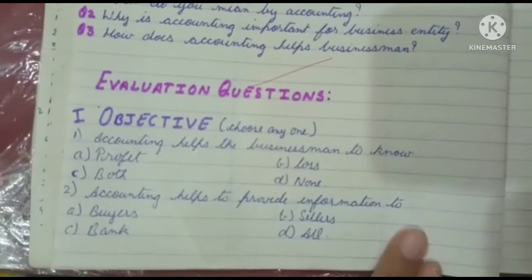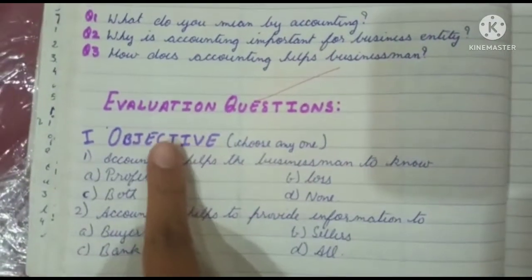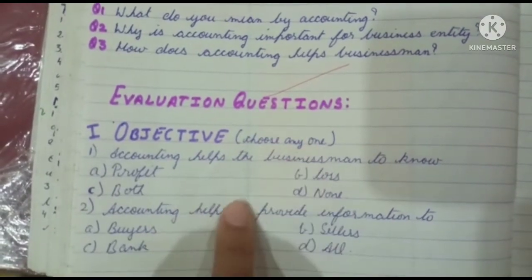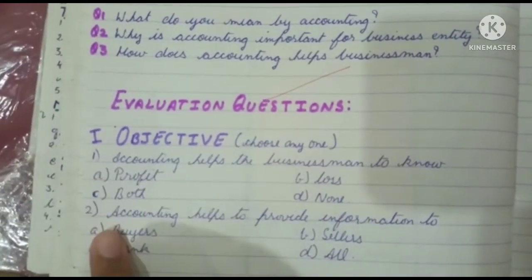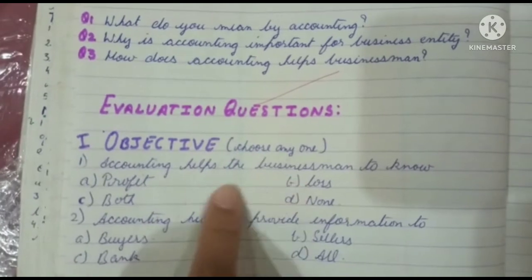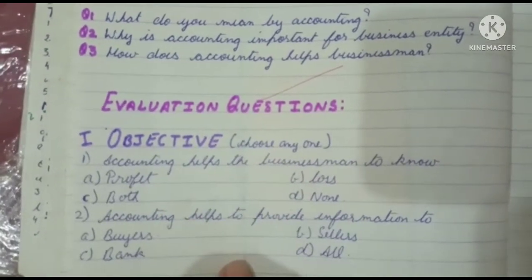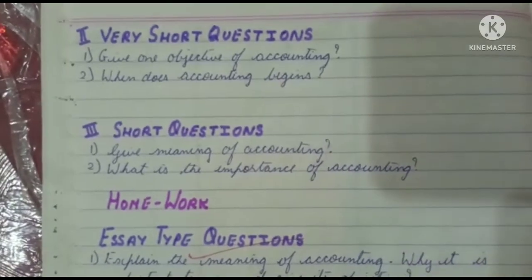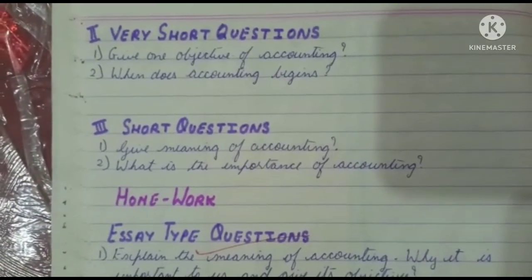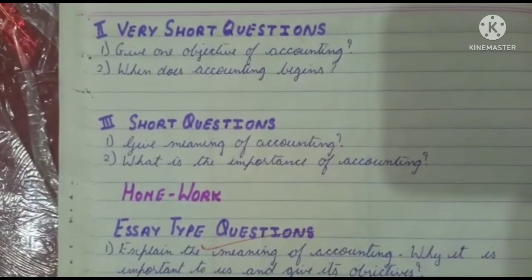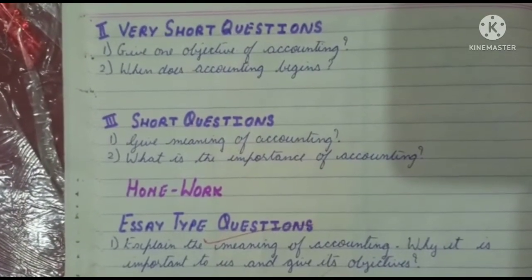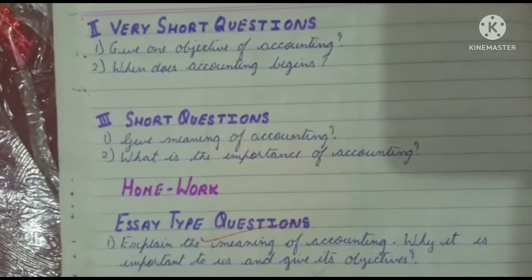Then we have the evaluatory questions. These are objective in nature. For example, we have choose anyone here. There are 2 such questions, and the students need to choose the correct answer from these 4 options. Next up, we have the very short questions. There are 2. Give objectives of accounting. When does accounting begin? Then we have short questions. Give meaning of accounting. What is the importance of accounting?